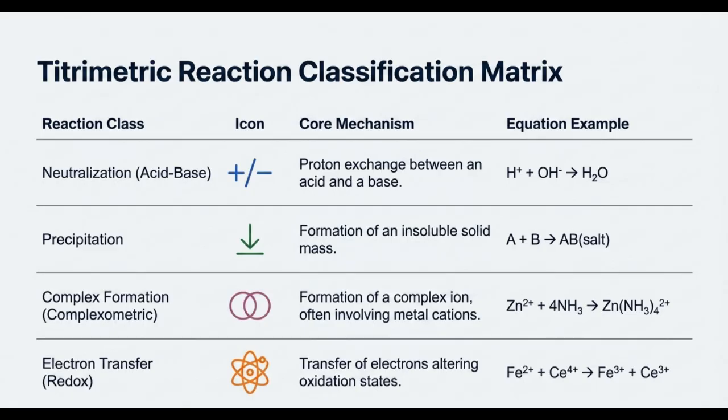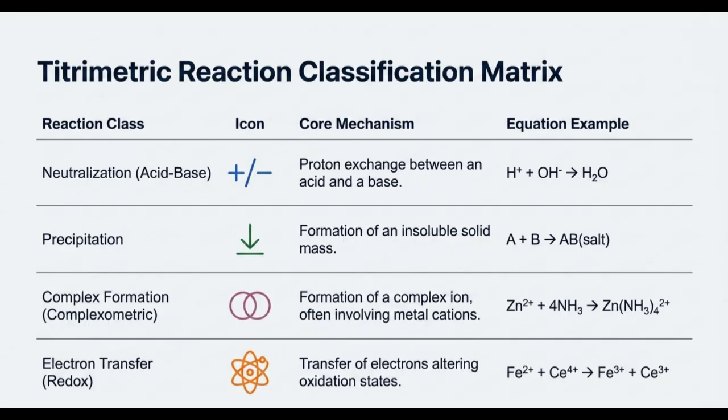Titrations fall into 4 main classes based on the type of chemical reaction involved. The first is neutralization, also called acid-base titration, which involves the exchange of protons between an acid and a base, as in the reaction of hydrogen ions with hydroxide ions to form water. The second class is precipitation, where the reaction forms an insoluble solid mass, written simply as A plus B giving AB solid salt.